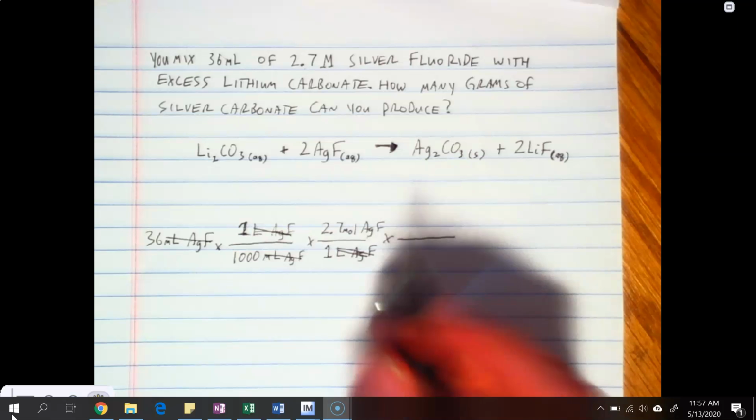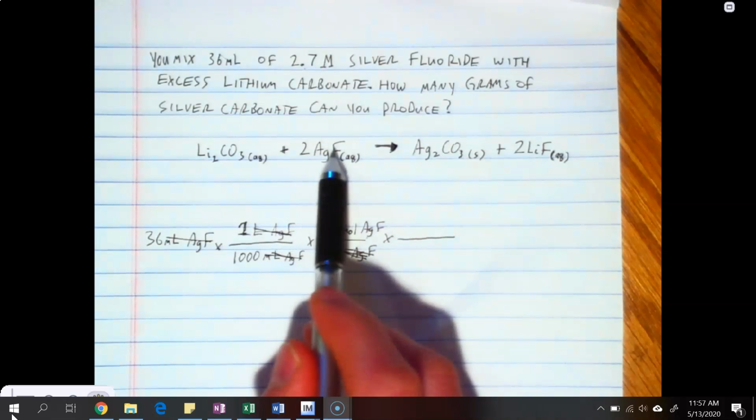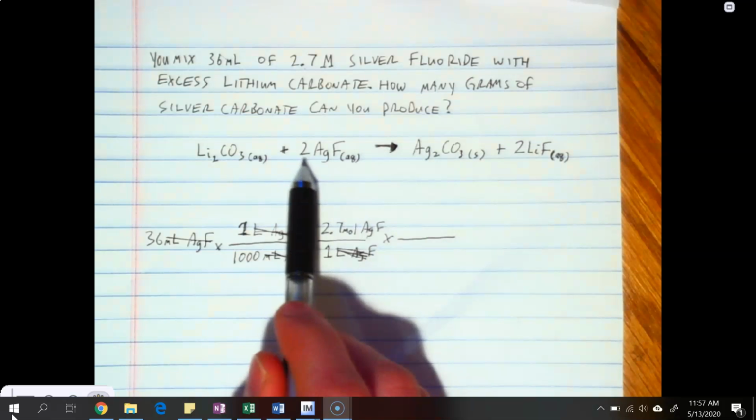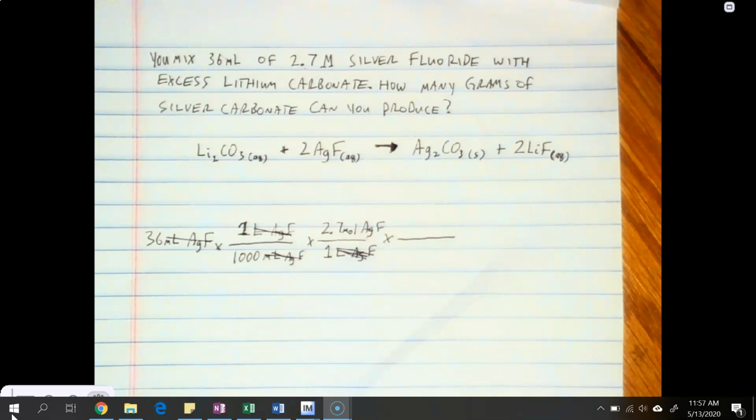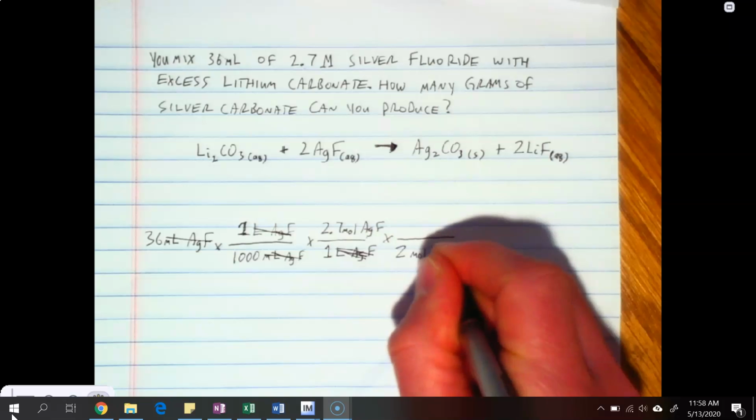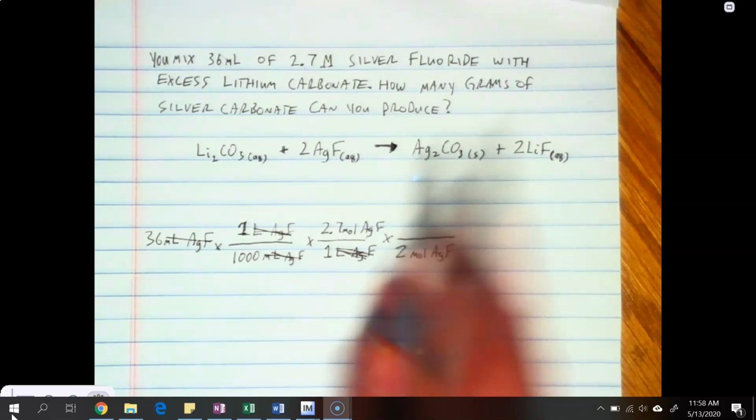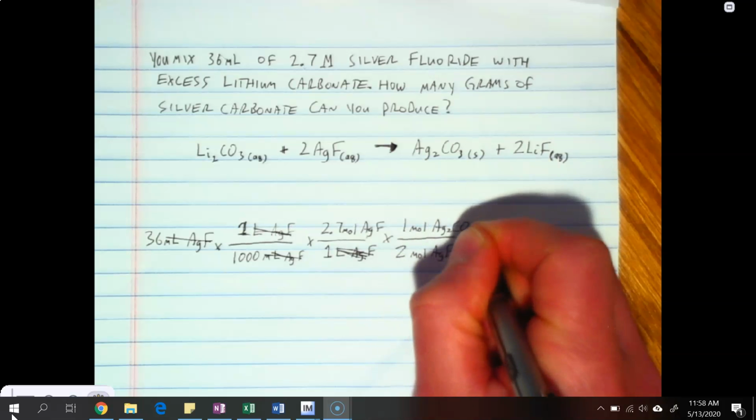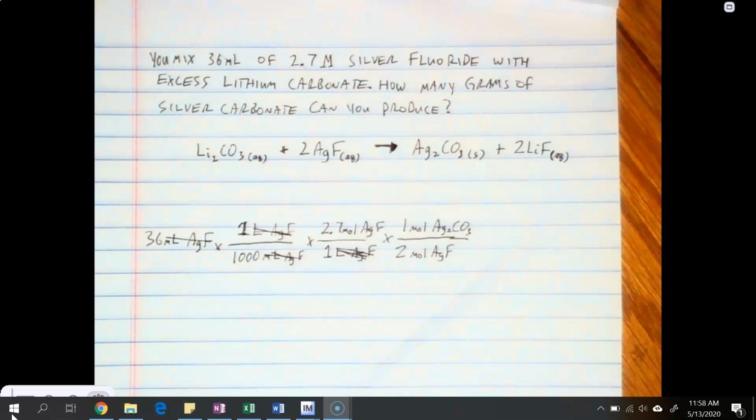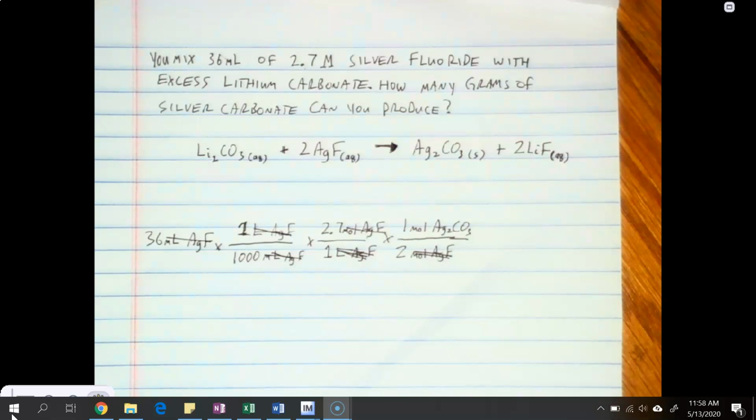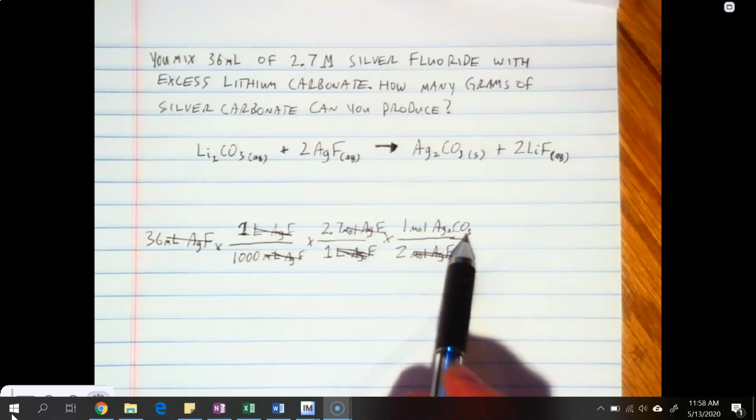Okay, hopefully you said, hey, mole to mole ratio, I know how to do that. That's just my balanced equation. And the way I relate moles of one chemical to moles of another is looking at the coefficients in front of our numbers. So based off my balanced equation, I know 2 moles of AgF are going to give me 1 mole of Ag2CO3. And when I do this, my moles of AgF are going to cancel. And at this point, we are almost done, because now we have moles of Ag2CO3.